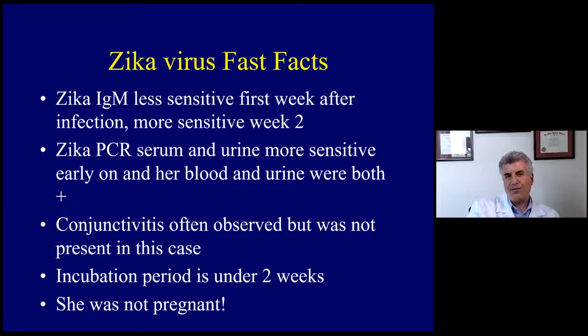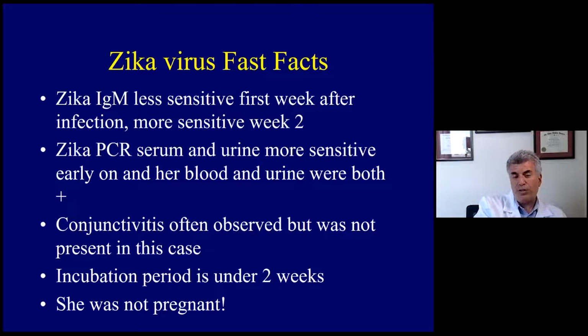So here's some facts about Zika. The Zika IgM is less sensitive in that first week after infection. It becomes positive more in that second week. The Zika PCR, both the serum and urine, are more sensitive early on, and her blood and her urine were both positive by PCR. So if you only sent the Zika antibodies, we would have missed this diagnosis.